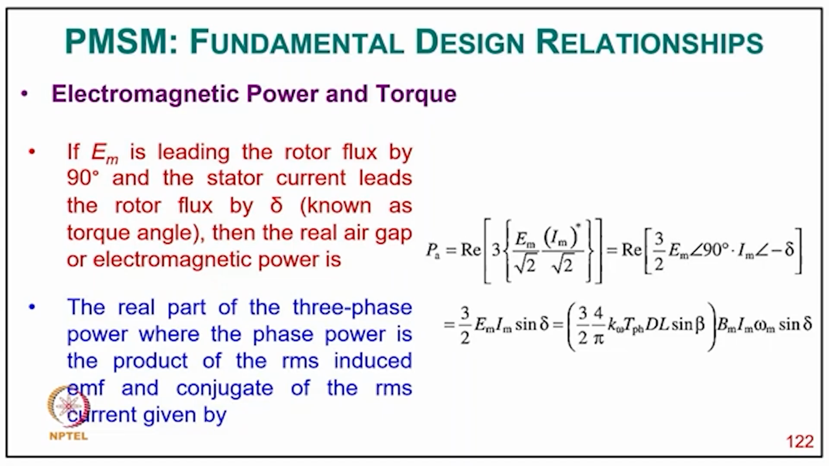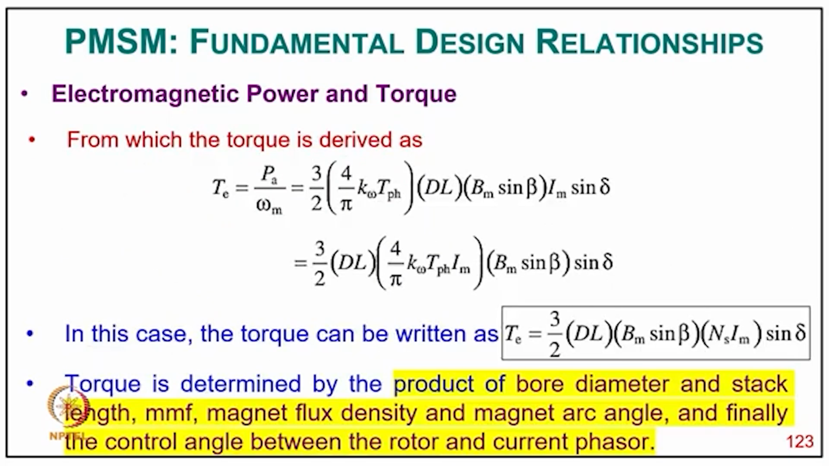So the real part of the three-phase power, where the phasor power is the product of the RMS induced EMF and the conjugate of the RMS current, is given as above. From which the torque is derived: T equal to P upon omega, that is 3 by 2 into 4 by pi Kw TPH dl Bm sin beta Im sin delta, equal to 3 by 2 dl into 4 upon pi Kw TPH Im Bm sin beta into sin delta.